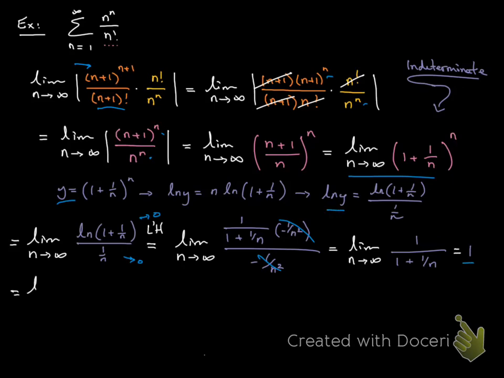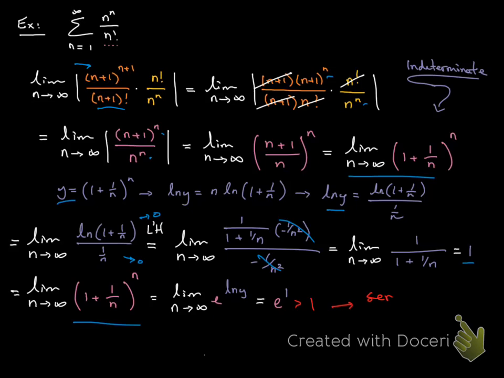I want the limit of y, 1 plus 1 over n to the nth. So what I have to do is use the exponentiate property. E to the natural log of y is the same as y, which is 1 plus 1 over n to the n. So this limit is e to the first, which is e. E is bigger than 1, so the series diverges by the ratio test.